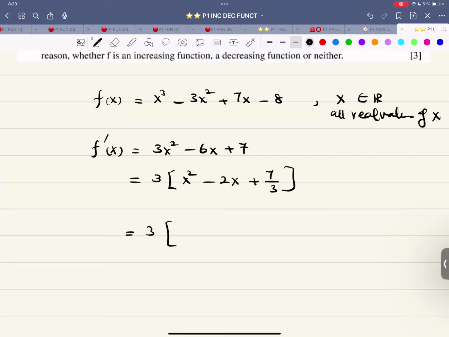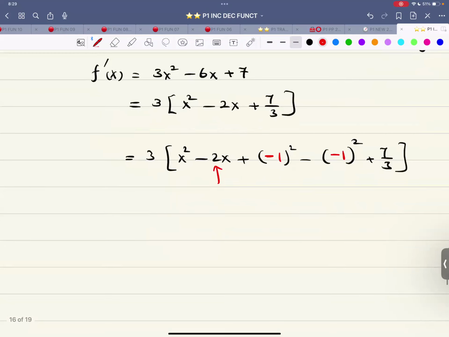This is 3x squared minus 2x plus bracket squared minus bracket squared plus 7 over 3. What goes inside the bracket? Half the coefficient of x, which is -1. Rewrite the first 3 terms as a perfect square. So these are the first 3 terms. We write it as a perfect square.